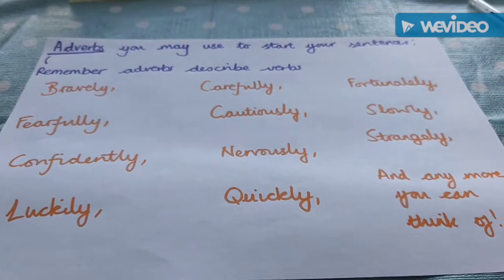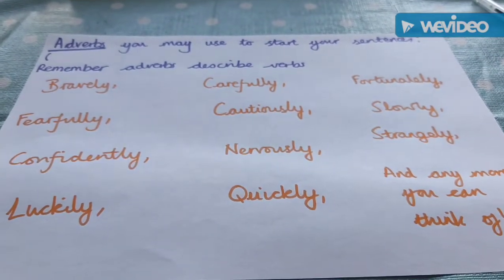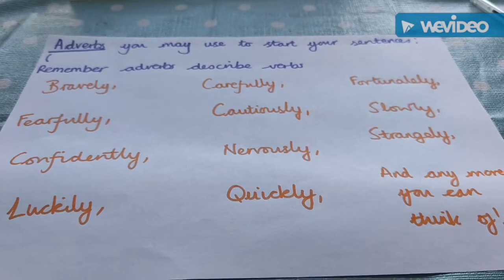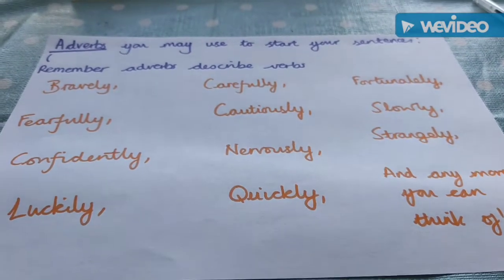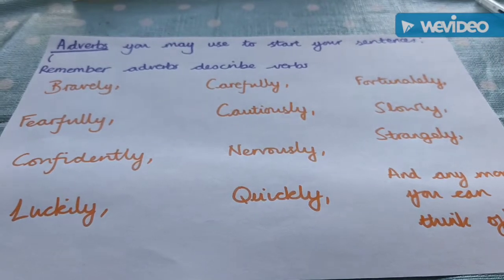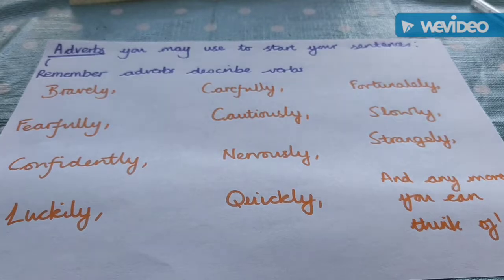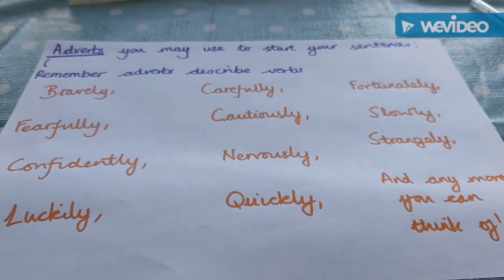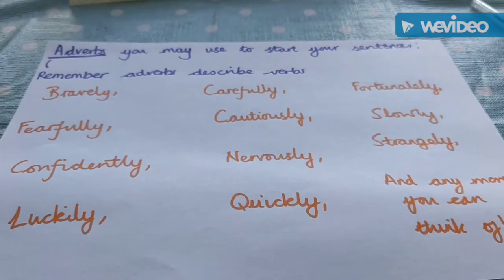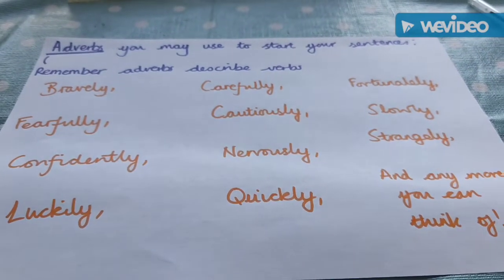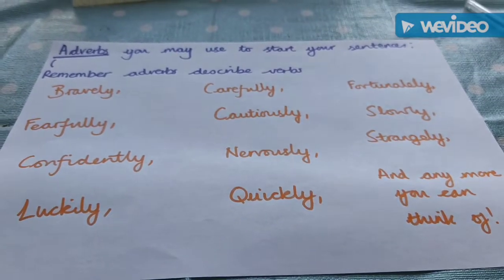So I've come up with a few that I thought would actually work quite well for the writing that we're going to be doing today. Now these are on the sheet as well, and I think it would be really useful to have these in front of you as you're writing and to try and get some of them into your writing. So we'll just go through them quickly. We've got words like bravely, fearfully, confidently, cautiously, nervously, quickly, fortunately, slowly. So we're going to be trying to use some of these words at the beginning of our sentences. And obviously if you can think of any more, then that's brilliant.